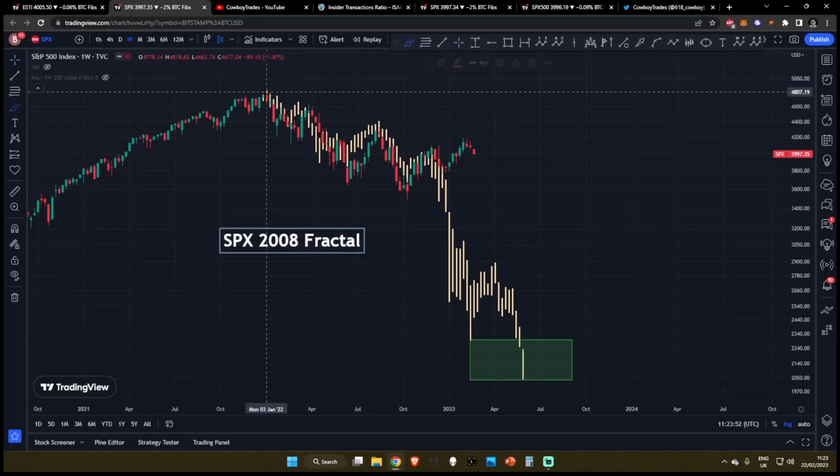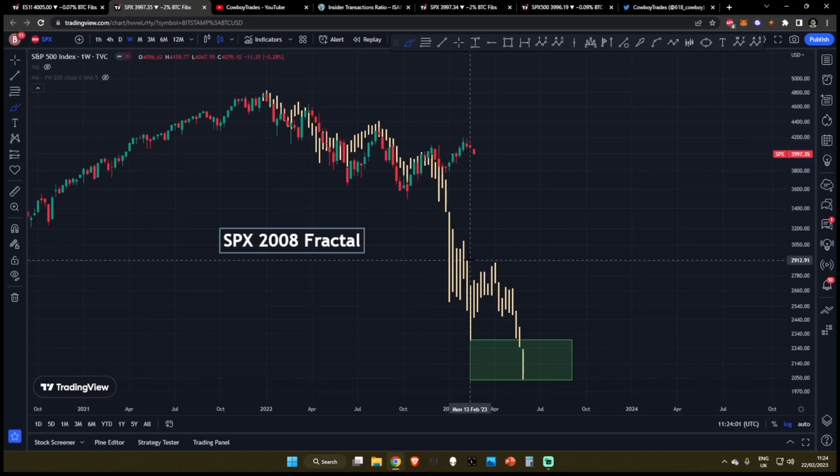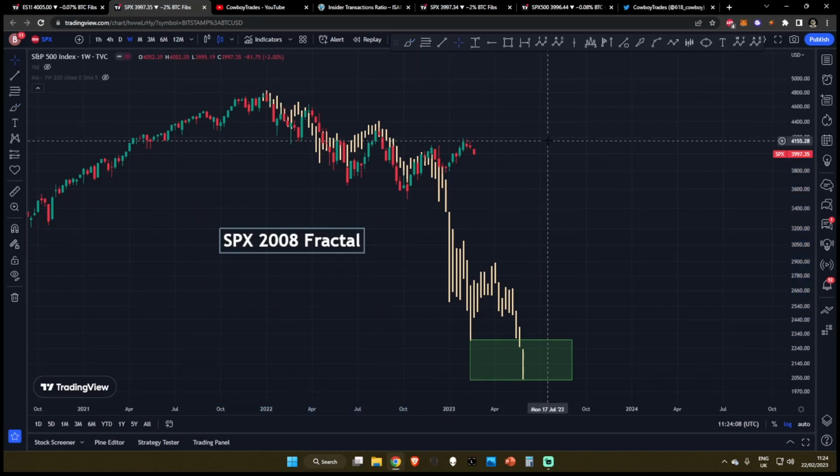Obviously, we've retroactively fit the top, but this has diverged a few times, and it's very accurately called a lot of data points in the market. So this one little divergence over here is not too much to worry about, but I do think the general trajectory following this 2008 fractal is still going to be in play.